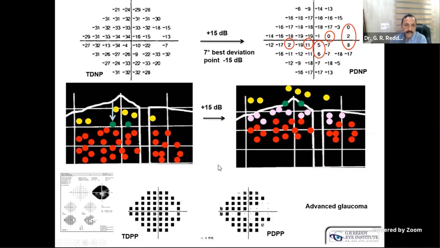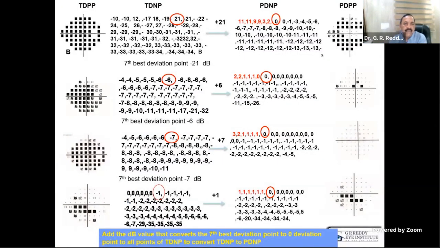Suppose we take, for example, this as the 7th best in this case, and you take this one. Even the 30th best point is also -7 only. So there is no gross difference between the 7th best and the 30th best. Here you see -7 is the 7th best deviation point. Even this is around the 40th point deviation point. There is hardly any difference between this one and this one.